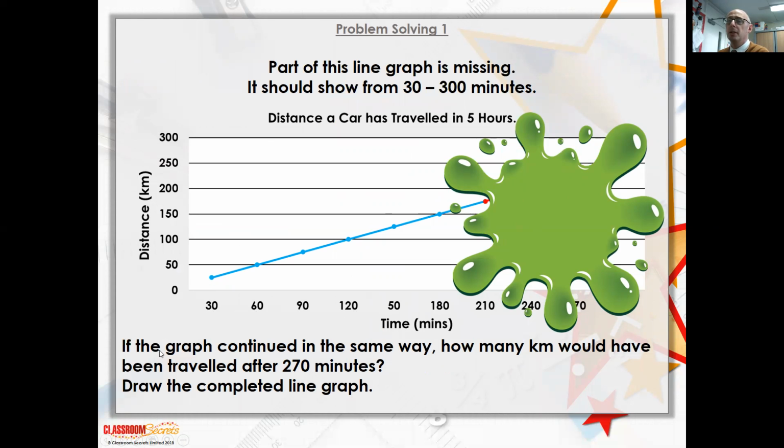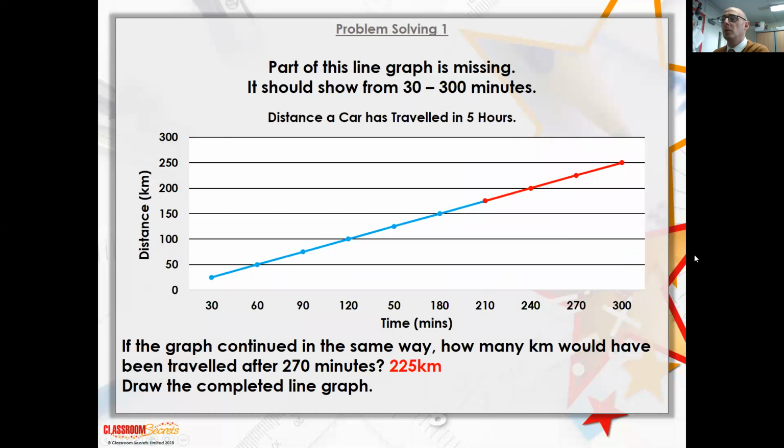So we've got to find, if the graph continued in the same way, how many kilometres would have been travelled after 270 minutes. Well, if we were to continue along here, it's going to be somewhere around that point there, I think. And that, to me, looks like it's halfway between 200 and 250. Let's check once more. Continue the line up to about 270 there. Yes, I think it would be 225 kilometres.